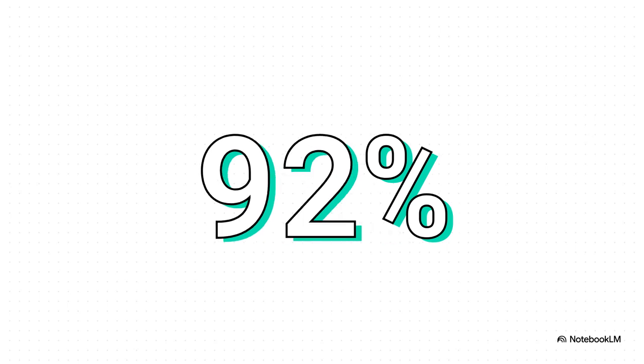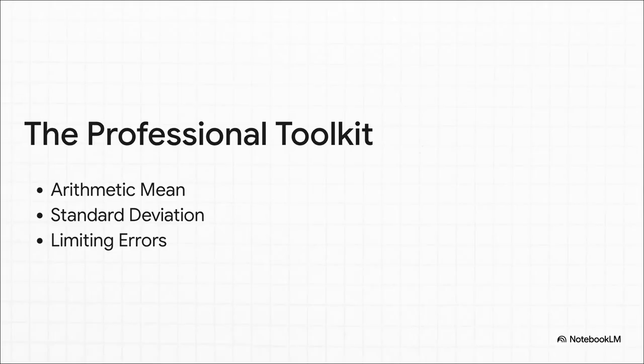And from there, we can state the relative accuracy. If our error is 8%, that means our measurement is 92% accurate. This number right here is what matters in a professional report. It's the percentage of truth that our measurement actually managed to capture. Now, these basic calculations are just the beginning. In a truly professional setting, you'll be using a whole toolkit. Things like the arithmetic mean of multiple readings, the standard deviation to understand the spread, and limiting errors to define the manufacturer's guaranteed accuracy. This is what separates a guess from a professional analysis.